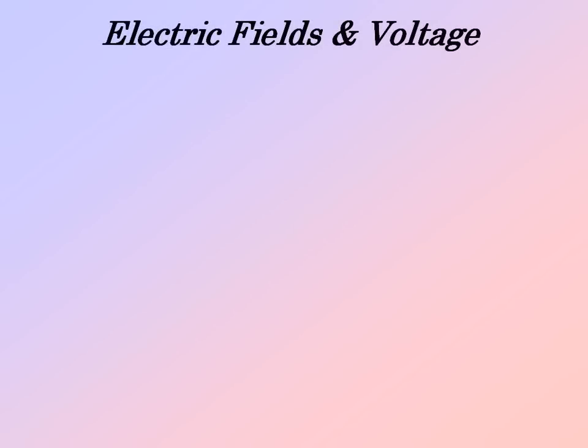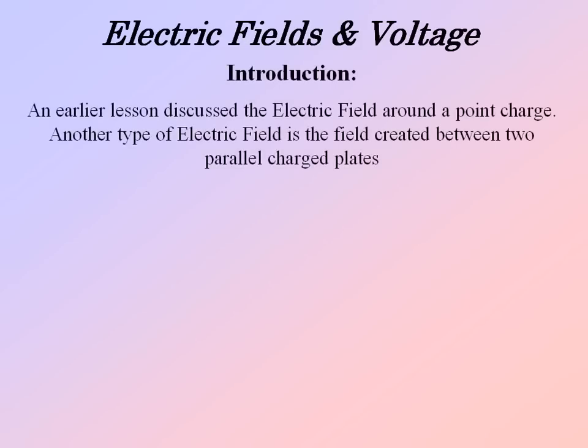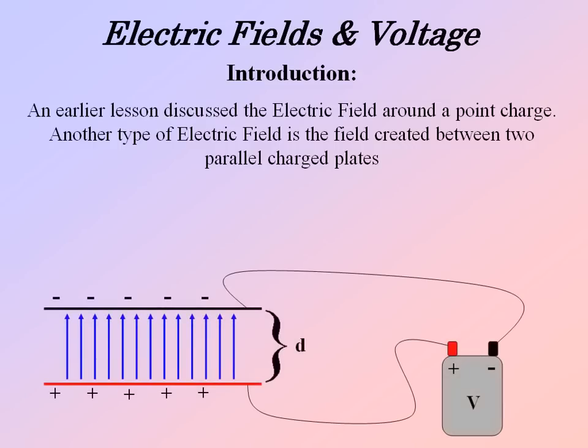Welcome to the lesson on electric fields and voltage. In an earlier lesson we discussed the electric field around a point charge, E is equal to kq over r squared. Another type of field is the field created between two parallel charged plates, as shown below.